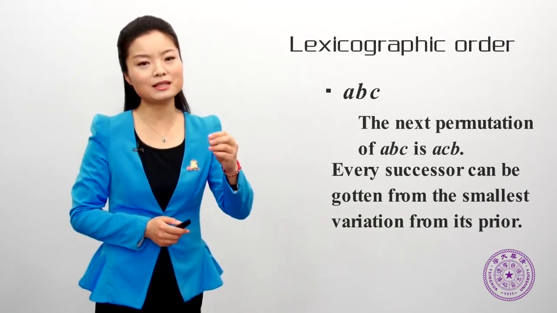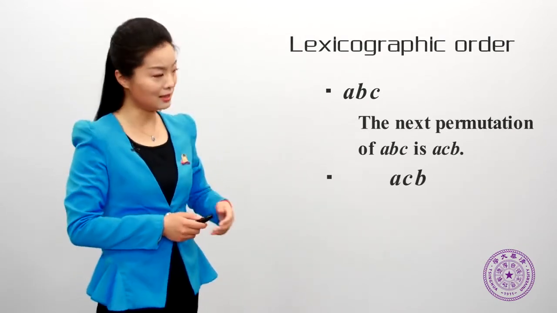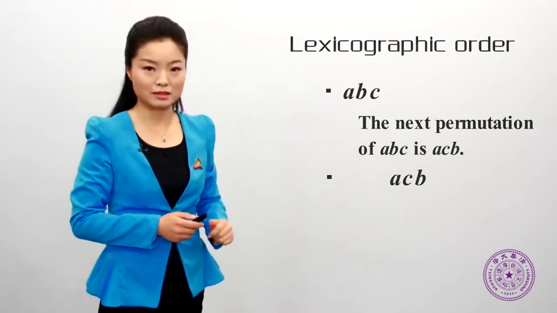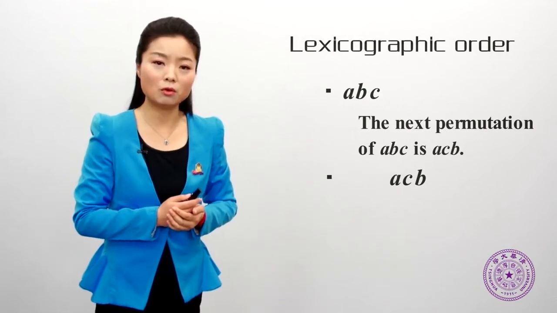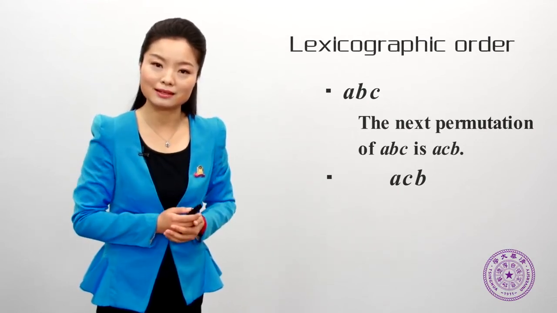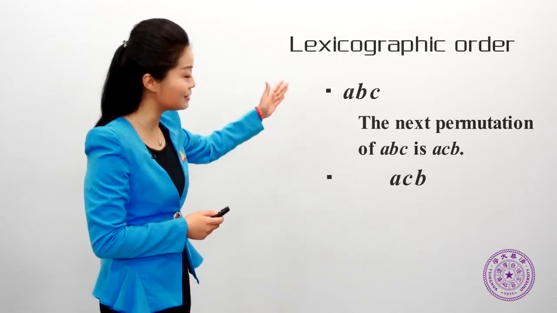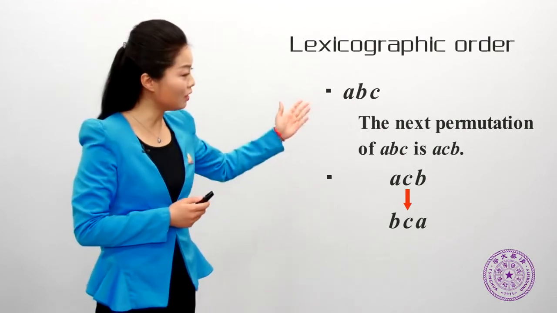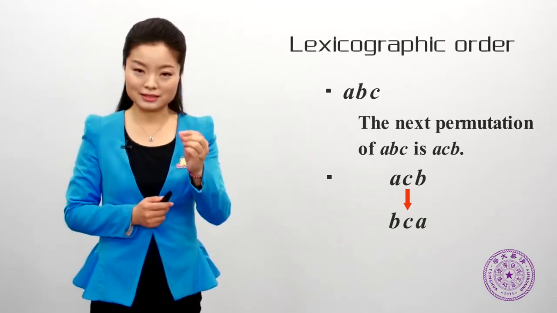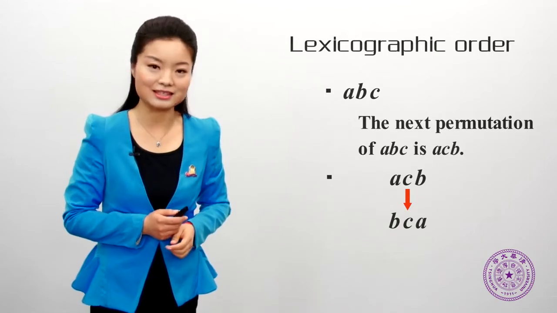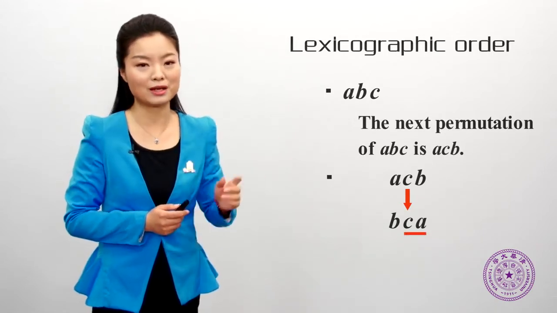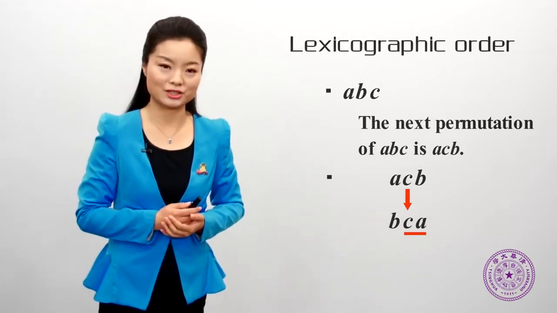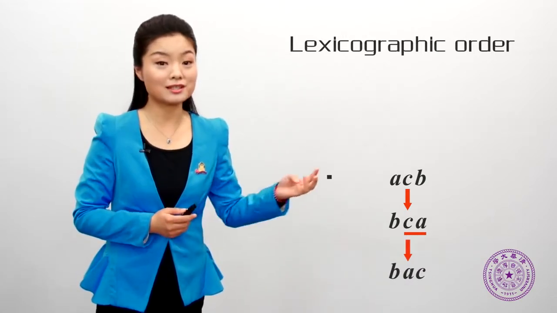So what's the next of ACB? Let's think carefully. If A is kept unmoved, CB couldn't be increased anymore. So how should we increase it a little bit now? We need to increase A by exchanging it with B. Then in order to keep the word only a bit larger, the suffix after B should be as small as possible. The smallest permutation of A and C is AC. So this is the string we want.